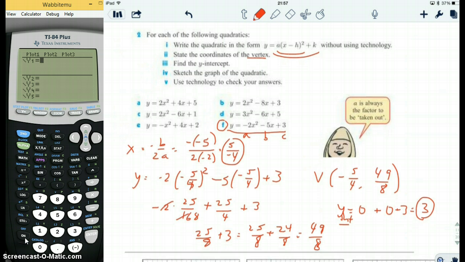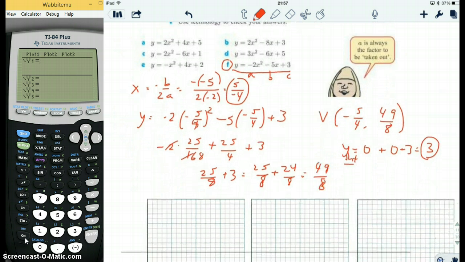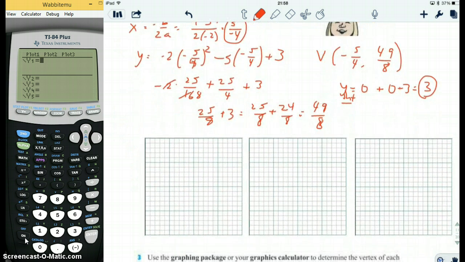Okay. And since the a is negative 2, we know that it opens down, and it's probably kind of skinny. So let's see. The y-intercept, this is going to be the origin. The y-intercept is going to be 0, 3. It's right there. The vertex is going to be negative 5 fourths, maybe about there, 49 eighths. 49 eighths is 6.125, about there. Okay, so that already gives us the basic shape.